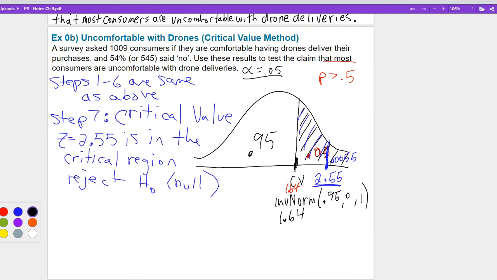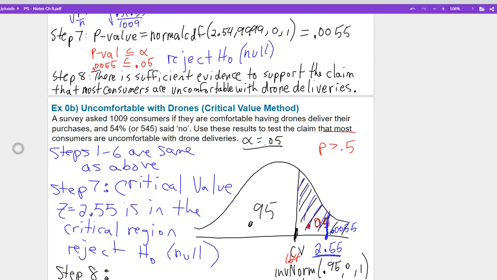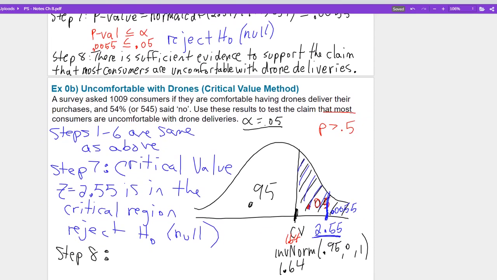And our step 8, the conclusion, is the same thing as before. So step 8, copy this down. Step 8: there is sufficient evidence to support the claim that most consumers are uncomfortable with drone deliveries. Same conclusion, of course. We just did a different method. We looked at the critical value instead of the p-value. We looked at the z value instead of the area under the curve.